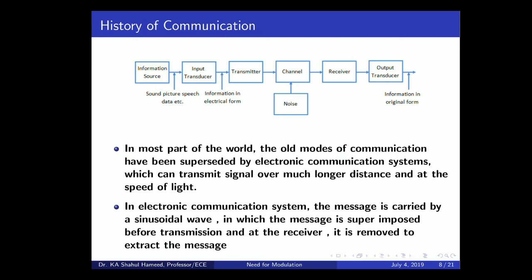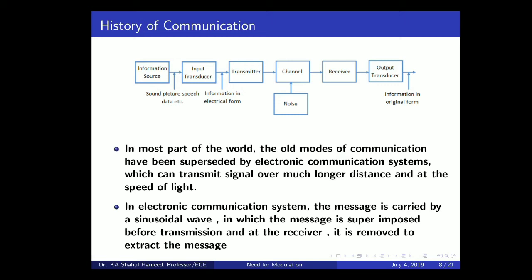Hence we require a transducer. The transducer will convert the message in raw format into electrical information. That electrical information is transmitted using the transmitter. The transmitter will send the data to the receiver via the communication channel. The receiver will receive it, and the received signal is given to the output transducer. The output transducer will convert the received information into a form suitable for the destination.